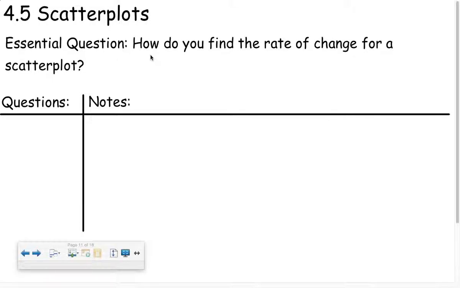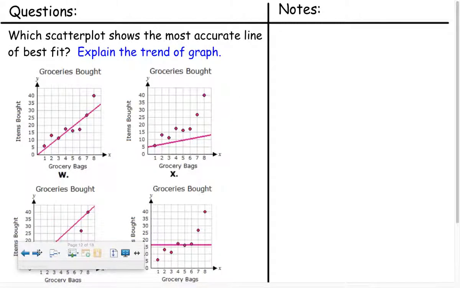Section 4.5 scatter plots. Essential question: How do you find the rate of change for a scatter plot? Alright, so here is your first example.